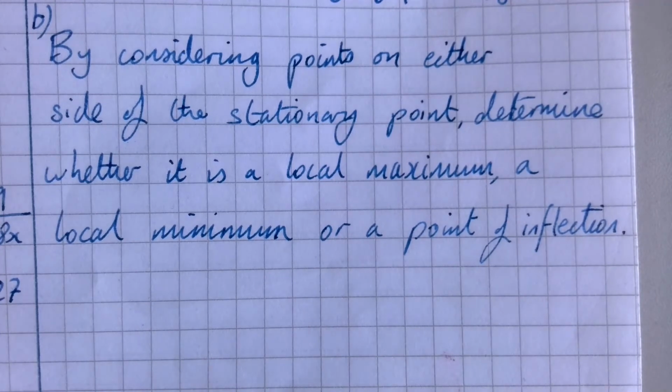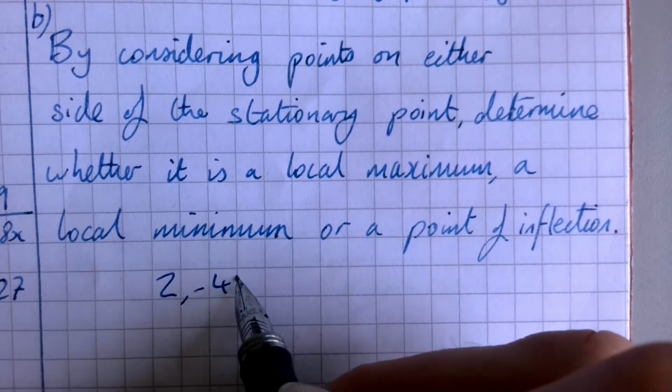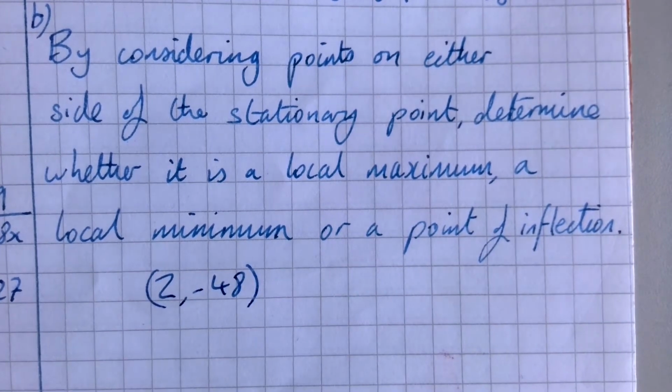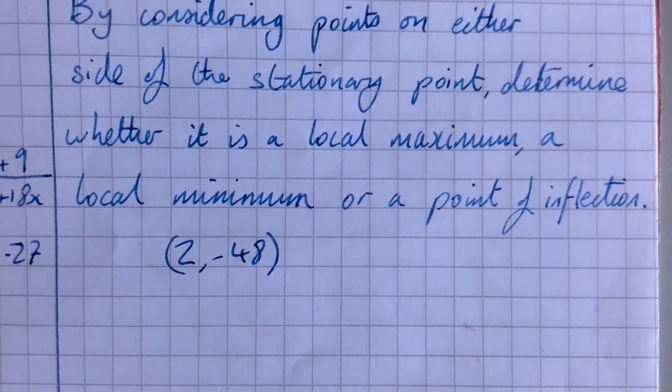Right, here's the second part of the question where something new comes in. It's a bit of a mouthful, but it actually tells you what to do. So you might want to have a little go at this before I talk it through. So why don't you pause the video and do that. Great, so by considering points on either side of the stationary point, well, first of all, what is the stationary point? It is 2, negative 48. So what we need to think about is the curve going up or down either side?